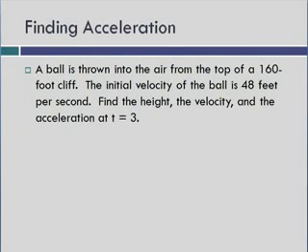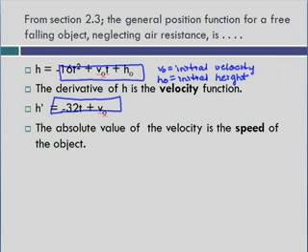we have a ball. It's thrown into the air from the top of a 160-foot cliff, and then we're given the initial velocity, and we want to find all three: the height, so we'll have to write that equation, and the velocity, and the acceleration. Okay, so let's start off with the height. So remember, I'm going back to this screen here, and that's the equation that we're taking. Negative 16t squared plus v sub o t plus h sub o. Okay, so let's go back to this screen.